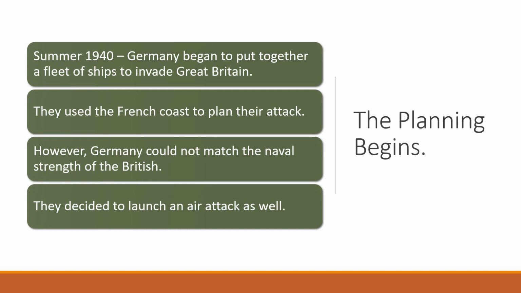Now, in the summer of 1940, following the fall of France, Germany began to put together a fleet of ships to invade Great Britain. They used the French coast to plan their attack. However, Germany is unable to match the naval strength of the British, so they decided to launch an air attack instead.